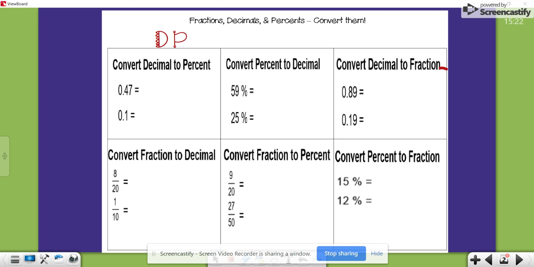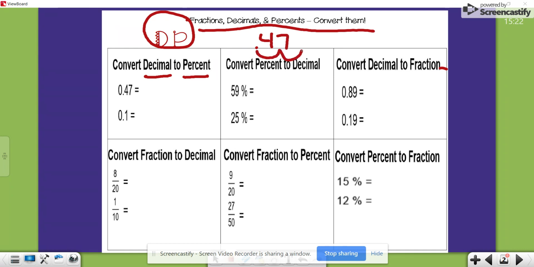Okay, today we're going to be converting fractions, decimals, and percents. When you convert or change a decimal to a percent, remember we're going to use Dr. Pepper. In the first problem, I have 47/100ths or 0.47. I start at the decimal and move it over Dr. Pepper, 2 places, because Dr. Pepper has 2 in it. My new number is 47%.